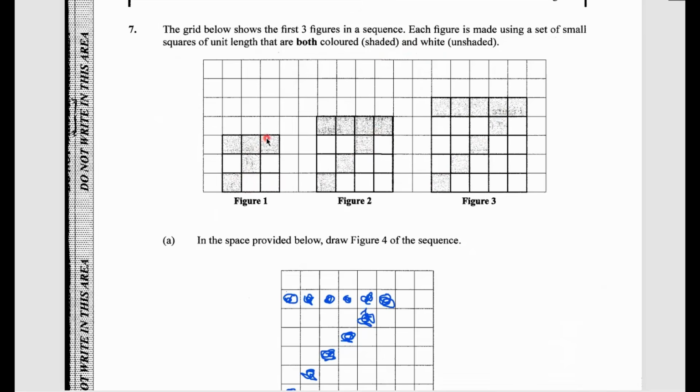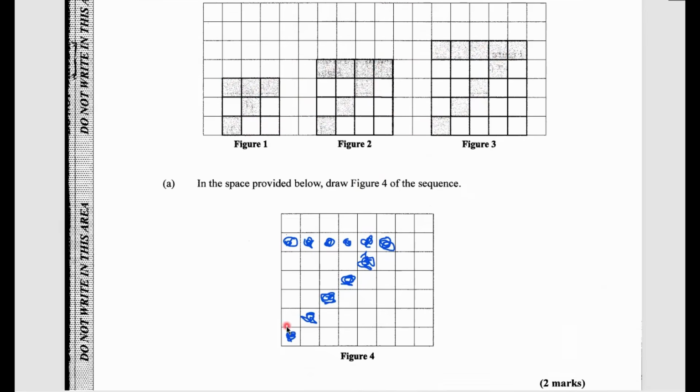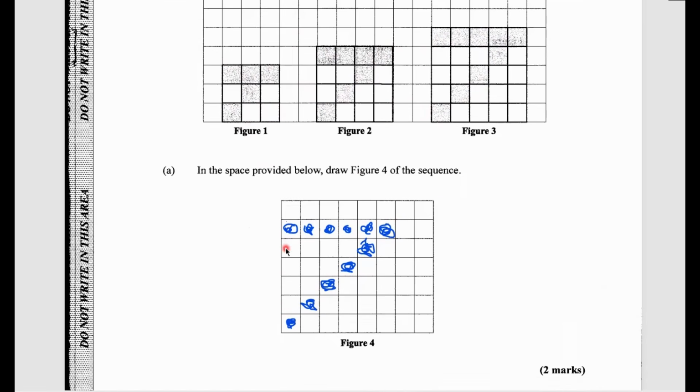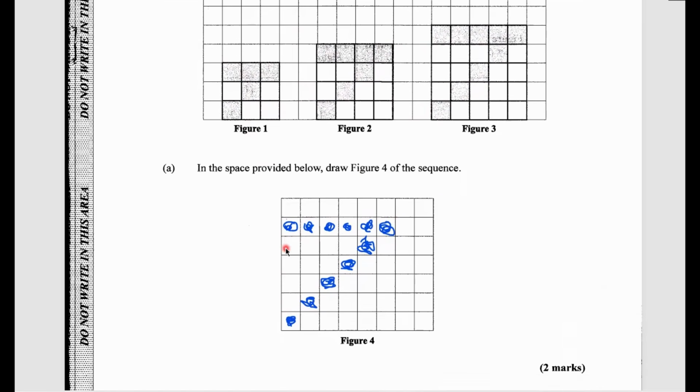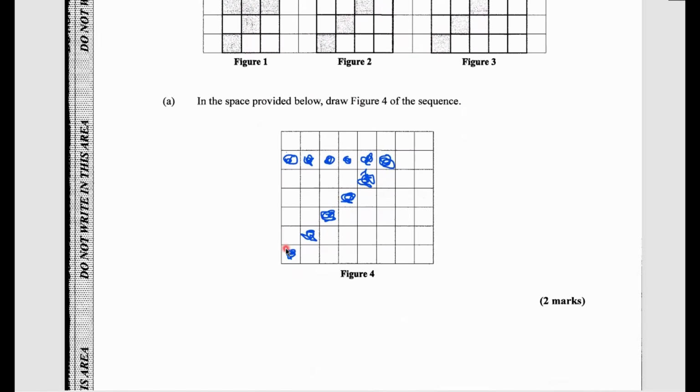So, you have 3 diagonal, 4 diagonal, then 5. And they start with 3 on top, 4, then 5. So, what do you think the fourth figure will be? 6 and then 6 across, right? Just add 1: 1 diagonally extra and 1 across extra.